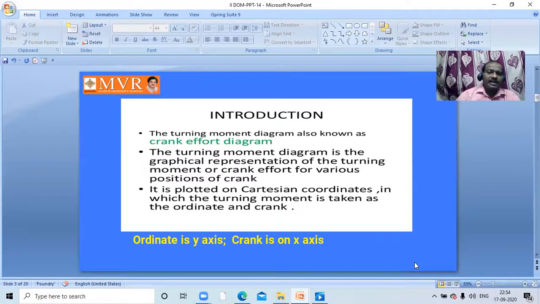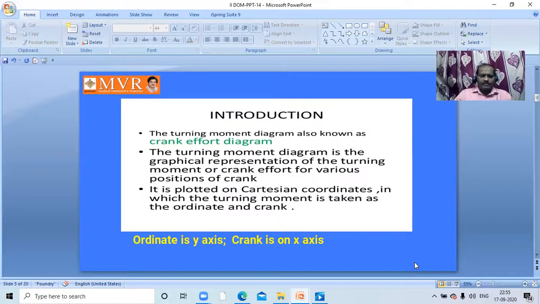Introduction. The turning movement diagram is also known as a crank effort diagram. So the other name for this turning movement diagram is crank effort diagram. The turning movement diagram is the graphical representation of the turning movement or crank effort for various positions of the crank.